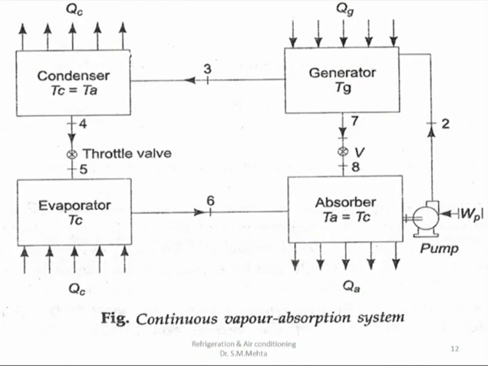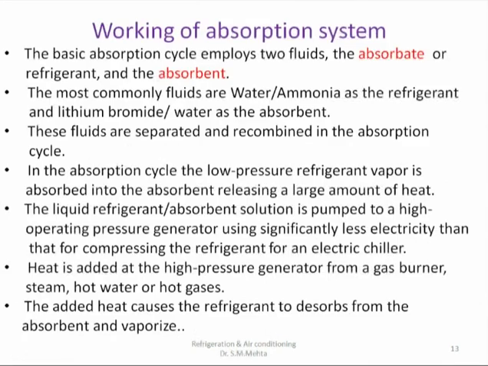This is again a simplified diagram showing where the heat is absorbed and where the heat is rejected by the refrigerant. Heat is rejected by the refrigerant in the absorber, heat is absorbed by the refrigerant in the generator, heat is again rejected by the refrigerant in the condenser, and after expansion heat is absorbed by the refrigerant in the evaporator. Where the heat is absorbed and where it is rejected is shown in this schematic. Now we'll see the working of the vapor absorption refrigeration system.